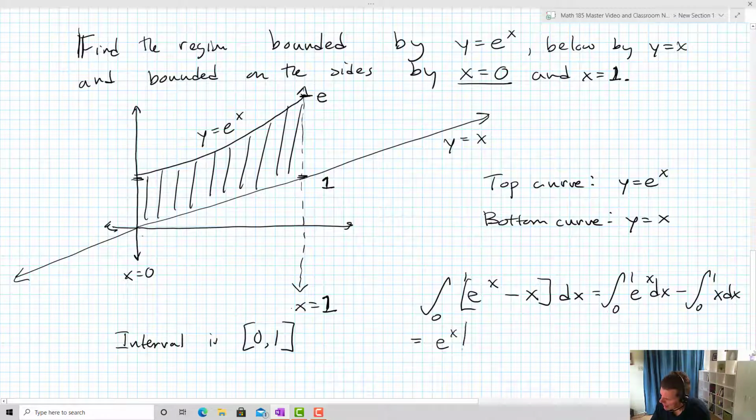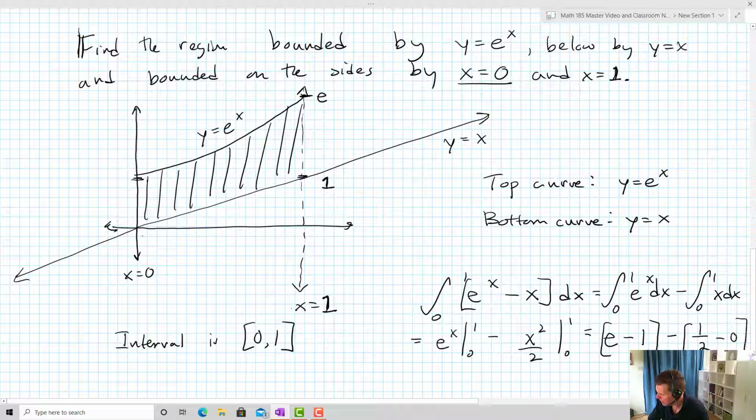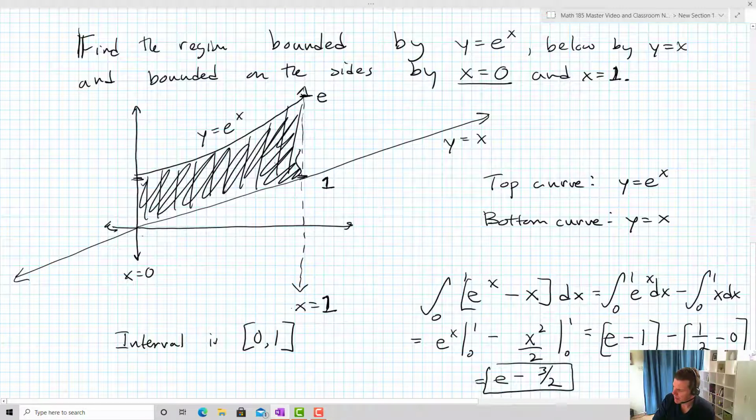And so this gives me e to the x minus x squared over 2, integrated from 0 to 1. And that we'll find is e minus 1 minus 1/2 minus 0. And so this ends up being e minus 3 over 2. And that is the area between those two curves. There you go. If we keep that in mind, this stuff comes out pretty quick.